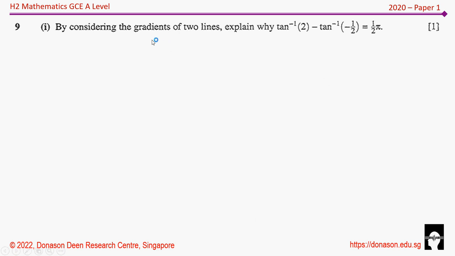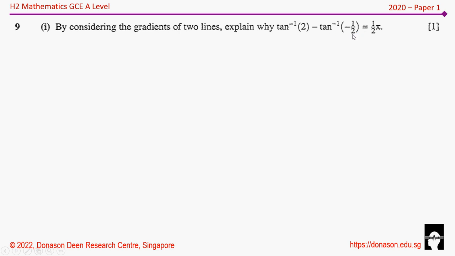By considering the gradients of two lines, explain why arctangent of 2 minus arctangent of negative half is equal to pi over 2 radians or 90 degrees. Of course we know that if two lines are perpendicular to each other, then the product of their gradients should be equal to negative 1. And as you can see, 2 times negative half would give you negative 1.